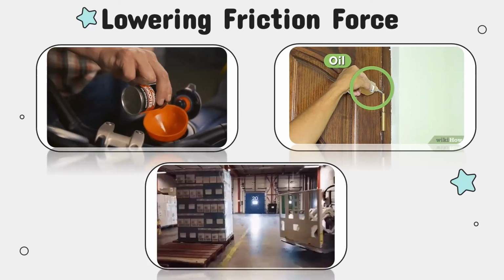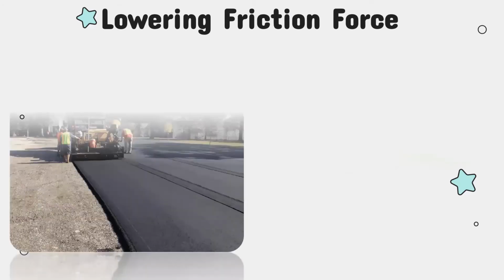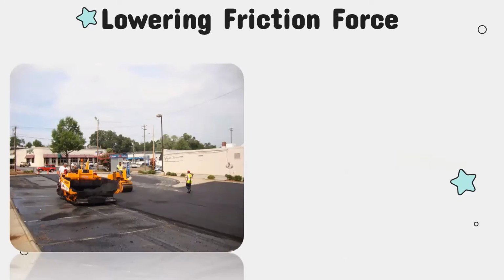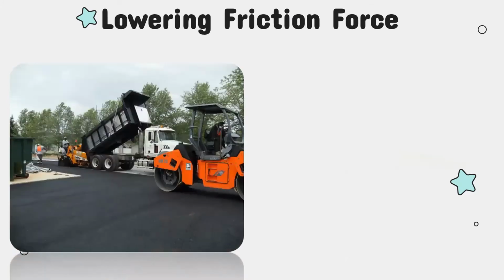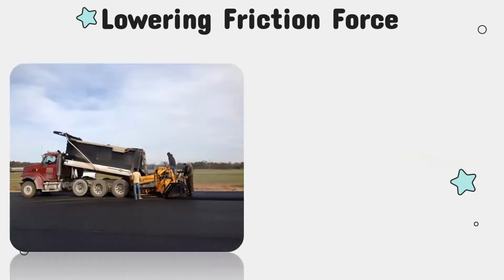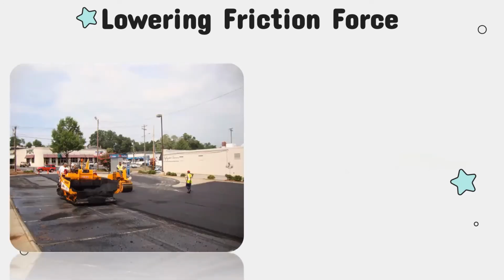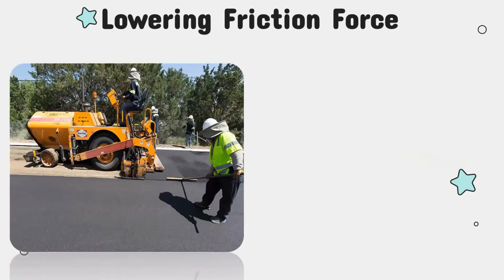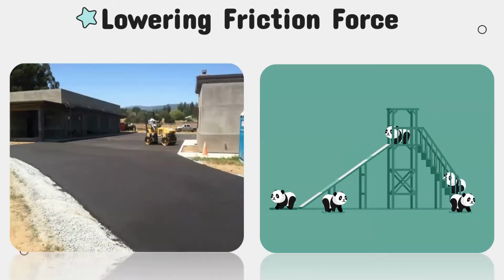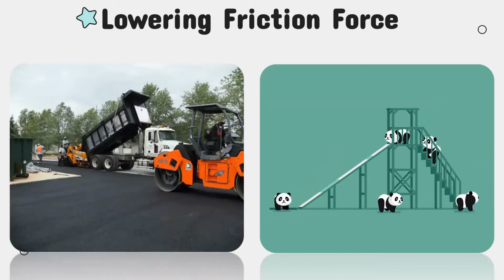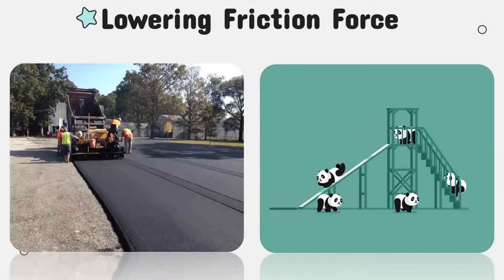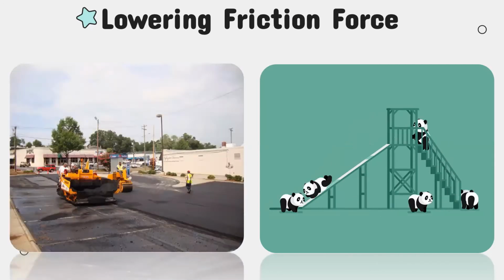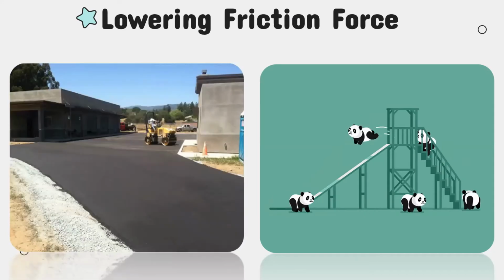Another example is to build roads, we design and use materials that make the road smooth. This will lower the friction between the car tires and the road, so cars can move more easily on smooth roads than on rough roads. Another example, class, is we polish the surfaces of objects to lower the friction force. For example, the surface of a slide is smooth to make it good for us to slide down.